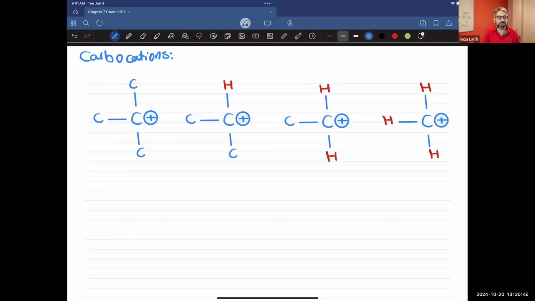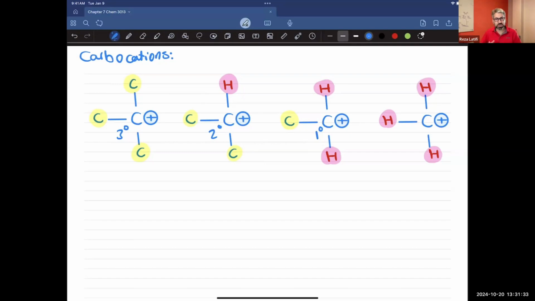Okay, we're going to talk about carbocations, and here we have a positive charge sitting on a carbon, and that carbon is attached to 3 carbons. So I'm going to call it a tertiary carbocation. The second one has only 2 carbons attached to it, and one of them was replaced by hydrogen. So let's highlight the hydrogen, and that's going to be a secondary carbocation. Next, we have 2 hydrogens and only one carbon, so that carbon is going to be a primary carbon. In the last one, as you see, I replaced all the carbons with hydrogen, so that's going to be a methyl carbocation.